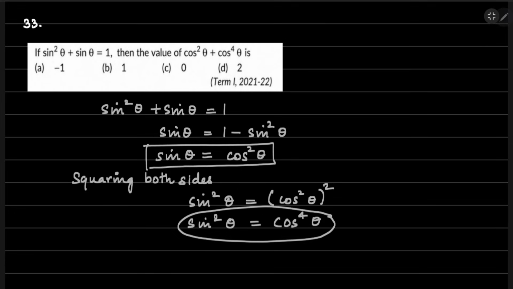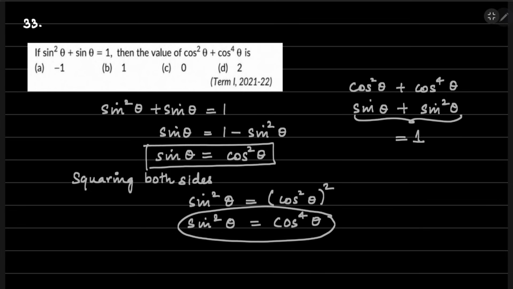So here what you are asked is cos square theta plus cos to the power 4 theta. Cos square theta is nothing but sine theta, plus cos to the power 4 theta is nothing but sine square theta, whose value is already given to you in the question. It is equal to 1. So the answer is option number B, that is 1. Let's move on to the next question.